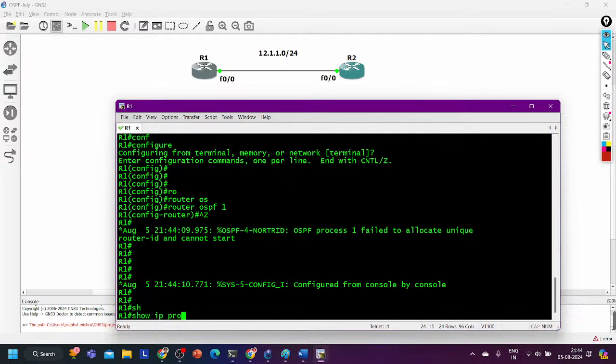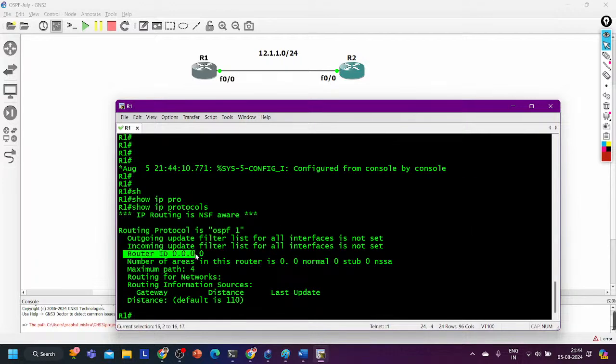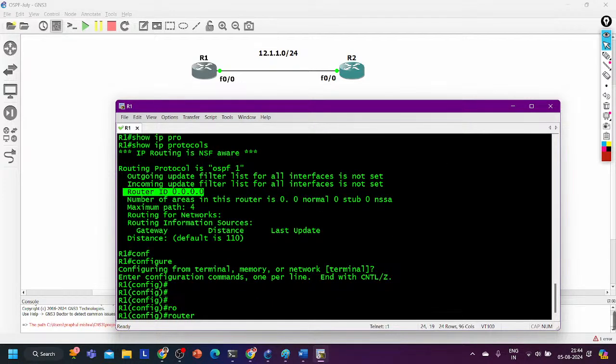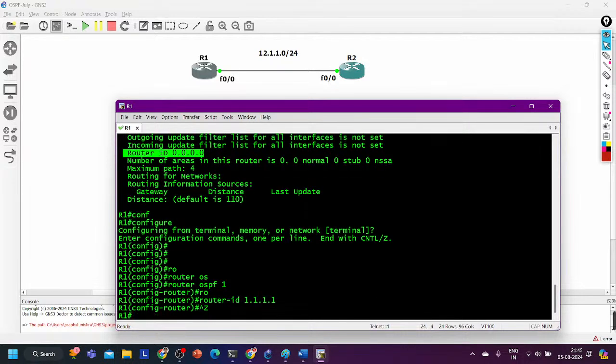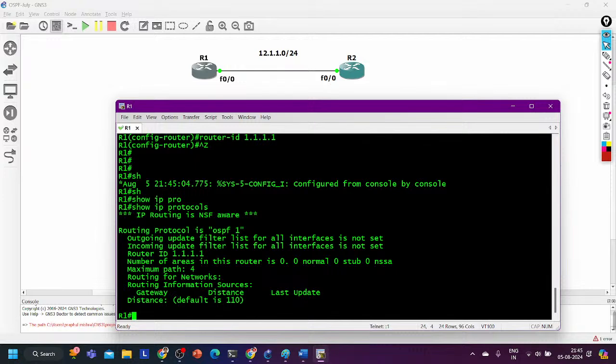Getting my point? Router 1 is not able to elect a router ID. So show IP protocol. What is the router ID? Zero dot zero dot zero dot zero. Correct. But always keep in mind, a router in OSPF will not work with this router ID 0.0.0.0. So the other option is I can configure the router ID manually: router OSPF 1 and say router ID 1.1.1.1. That's it. Now see, show IP protocol. What is the router ID?